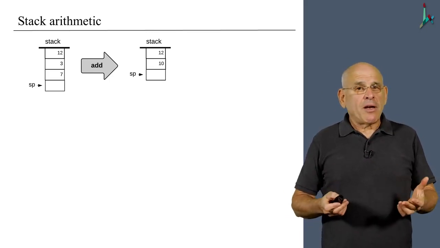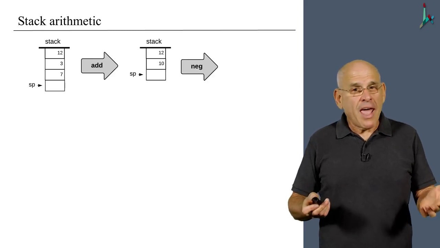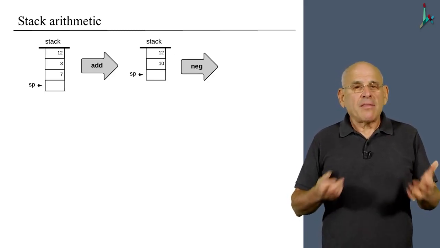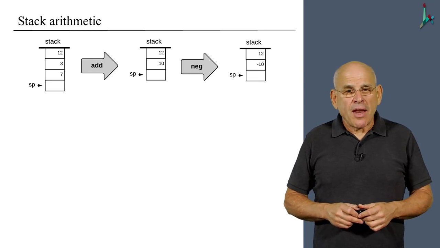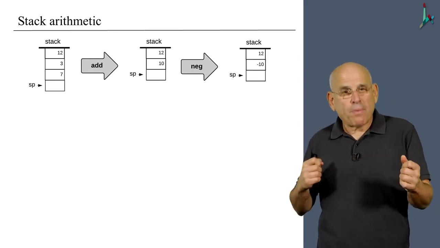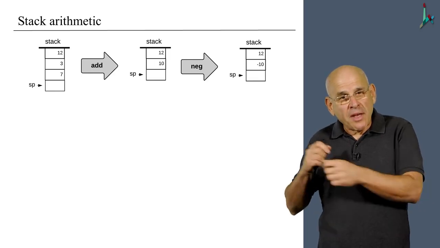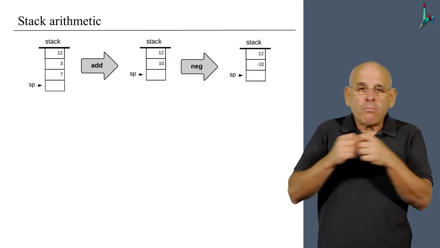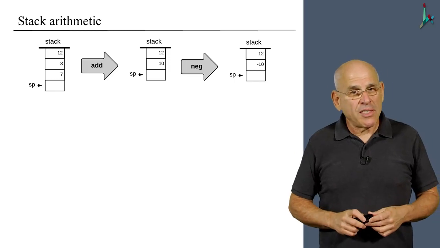We can do something similar with another command called neg, which will negate the topmost value. Now, it will not simply negate it. It will, first of all, pop the top value. It will negate it on the side, and then it will push the result back onto the stack.